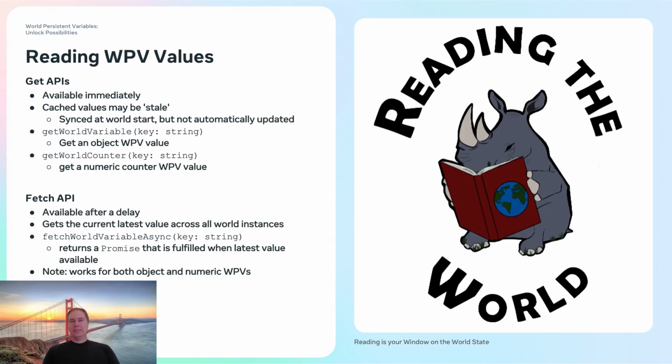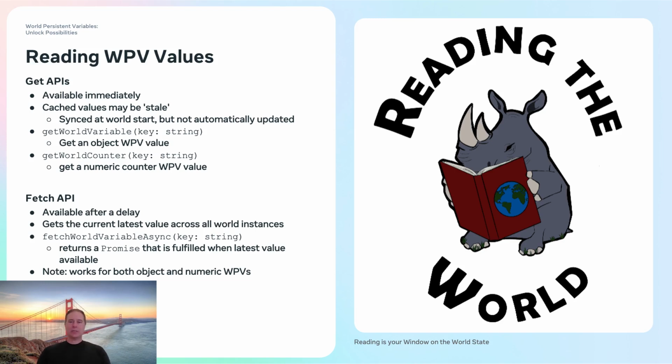How do you read WPVs? So, somewhat confusingly, there are two ways you read them. One of them is the get APIs, and the other is the fetch API. So the get APIs are available, and you get the result immediately. It's a synchronous call. It might be slightly stale because it's getting whatever the cached value is.